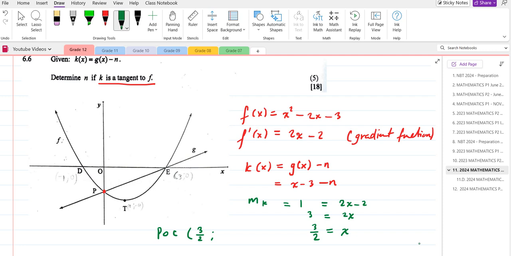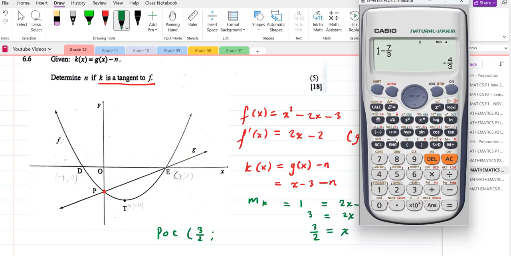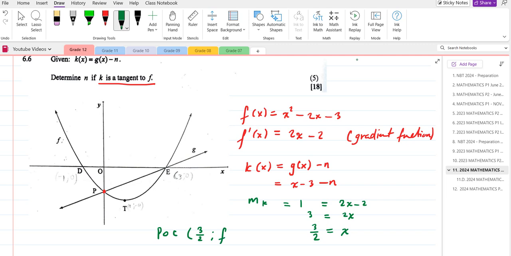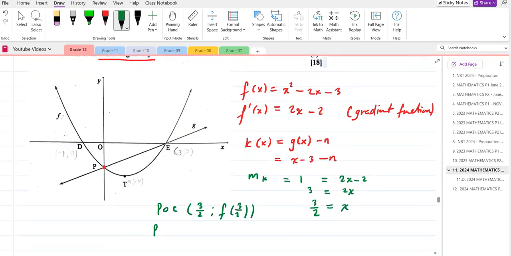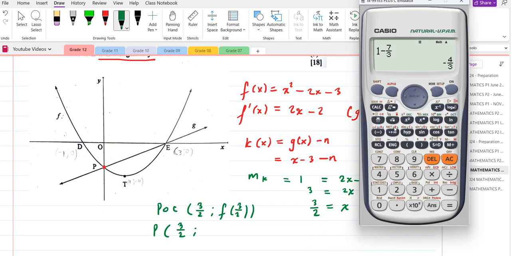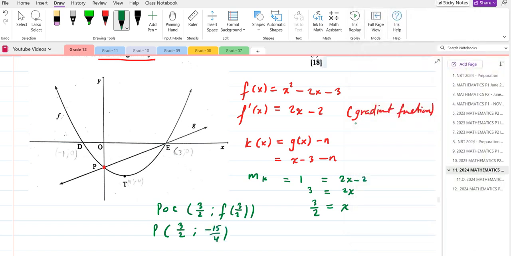Let's substitute 3 over 2 into f, because we want the y value. Since k is a tangent to f, it also lies on f. Let's find f of 3 over 2, which is 1.5 squared minus 2 times 1.5 minus 3. 3 over 2 is 1.5, right? So I'm getting negative 15 over 4. Right, so I've got that answer.